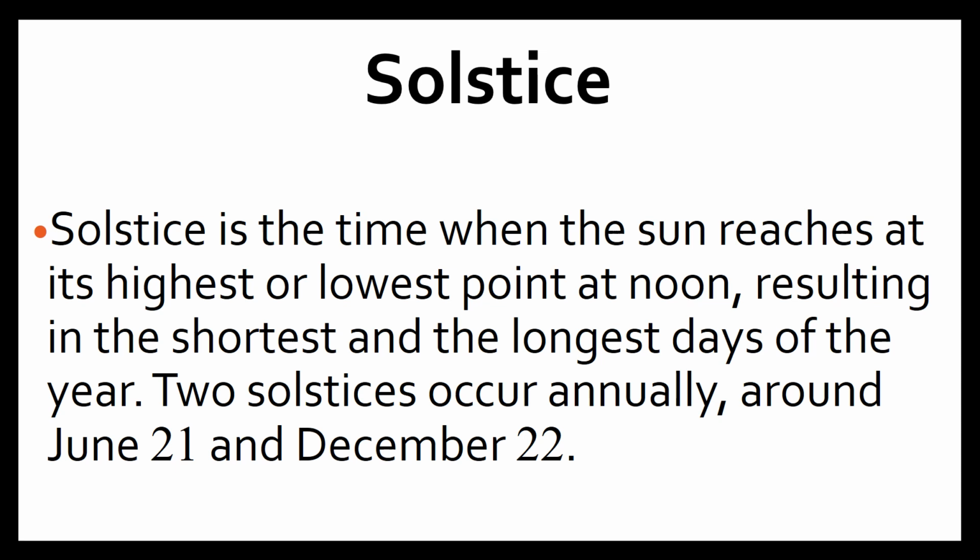Students, solstice is the time when the sun reaches its highest or lowest point at noon, resulting in the shortest and the longest days of the year. The summer solstice in the northern hemisphere occurs about June 21, while the winter solstice occurs about December 22. The summer solstice is the longest day of the year and the winter solstice is the shortest day of the year.